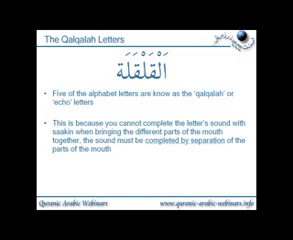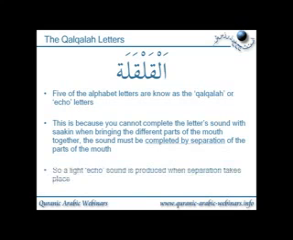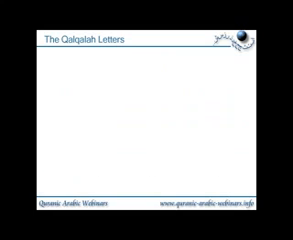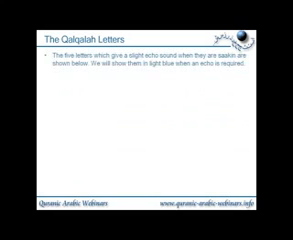So with these 5 letters, when you add this sukoon, you have to bring your mouth parts together, but you cannot complete the pronunciation of the sound until you separate your parts of the mouth again. So it's slightly different just for these 5 letters. So this causes a slight echo sound which is produced with the separation, and we'll explain this on the next slide. 5 of the letters which give a slight echo sound when they are sakin are shown below.